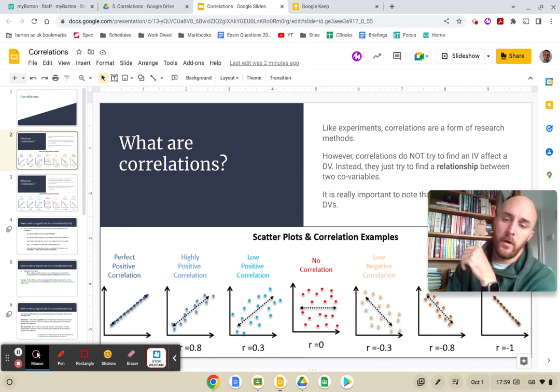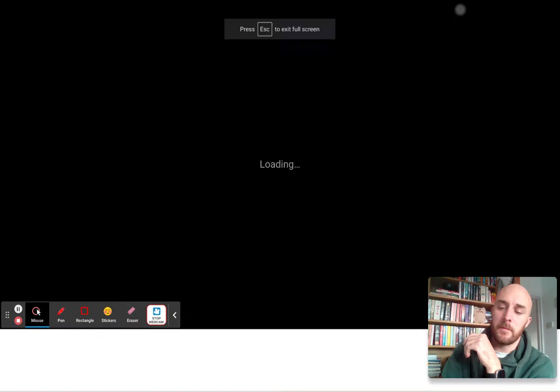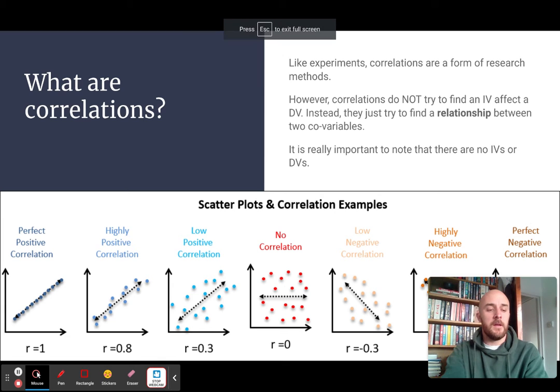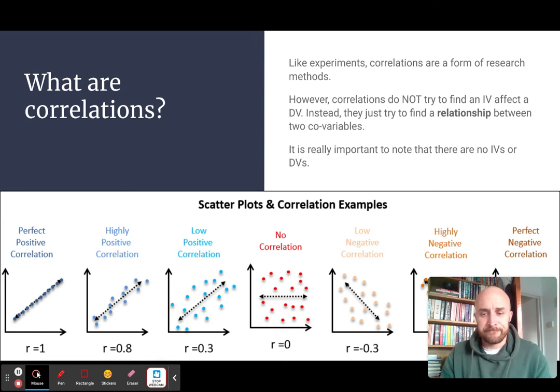So if I move to this slide just here and we make a proper start, what is a correlation? What are correlations? Correlations are basically a way in which you do research, like experiments or observations. But they're not unlike experiments.